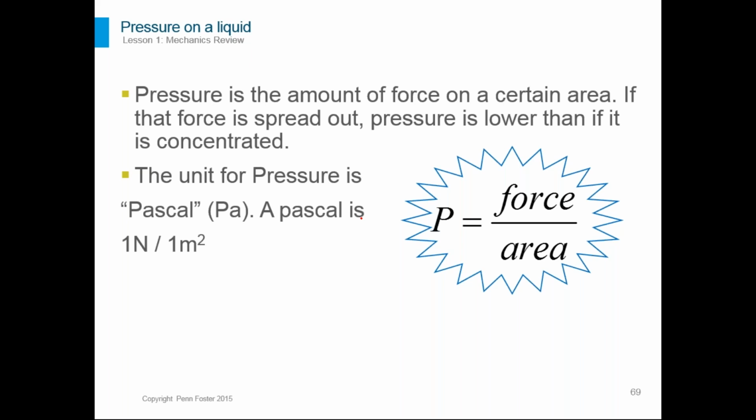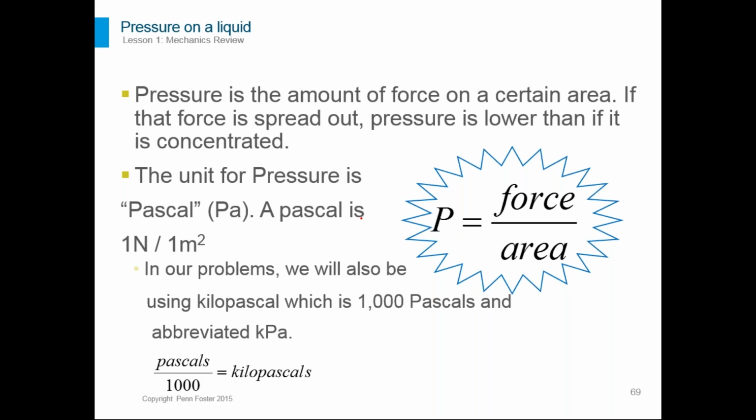It's named after a person, so it's capitalized as PA. And a Pascal is 1 Newton of force over 1 meter squared of area. When we're talking about pascals, sometimes in our problems we'll also be using kilopascal. So kilopascal is just 1,000 pascals, but it's abbreviated KPA. And here's the formula that you would need to get that.